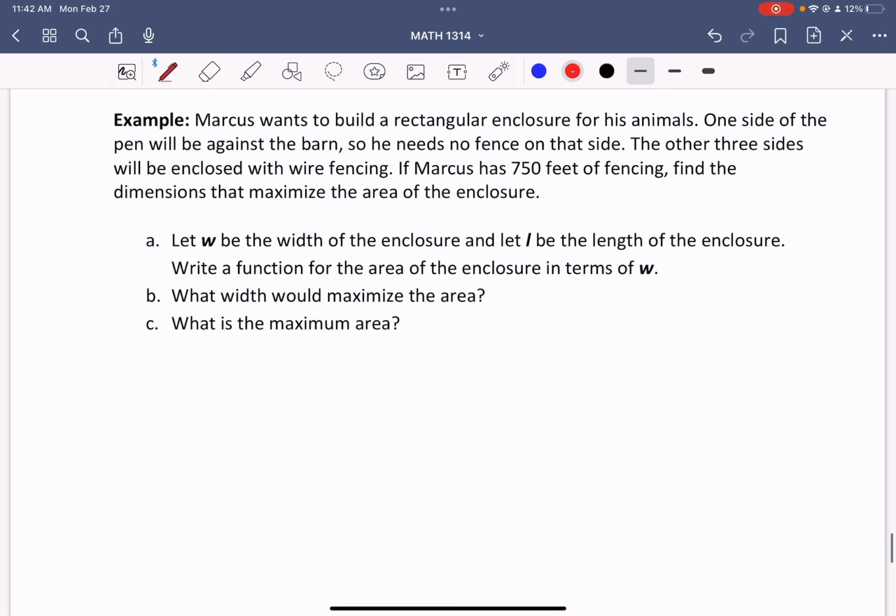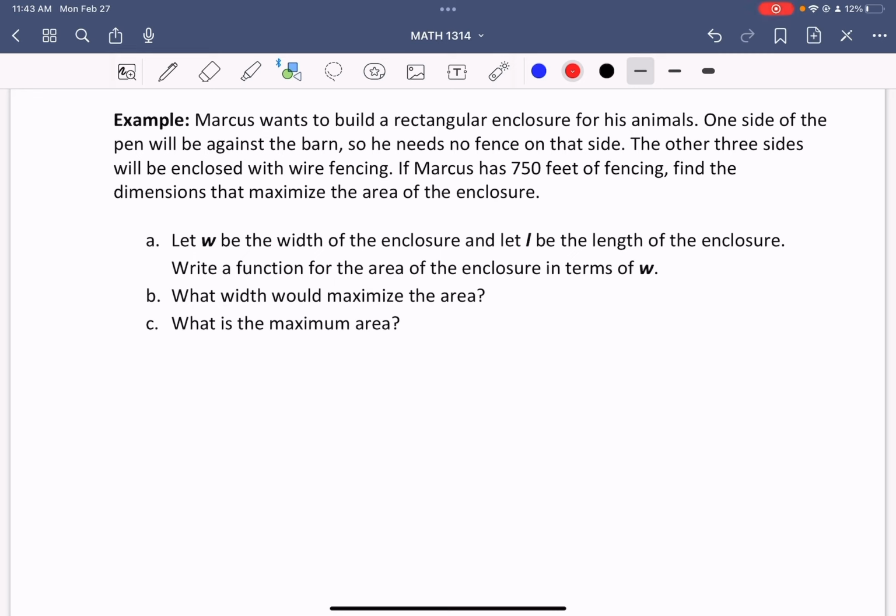It says Marcus wants to build a rectangular enclosure for his animals. One side of the pen will be against the barn, so he needs no fence on that side. The other 3 sides will be enclosed with wire fencing. If Marcus has 750 feet of fencing, find the dimensions that maximize the area of the enclosure. So a picture is just so helpful when working a situation like this to put everything in the right places.